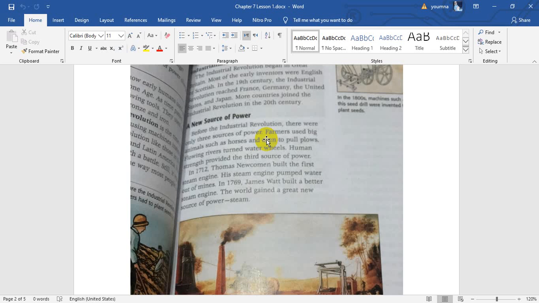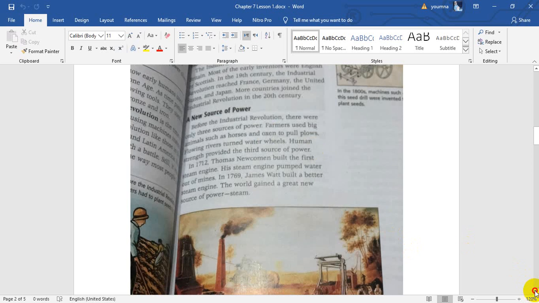In 1769, James Watt came, who built a better steam engine. So the first one was Thomas Newcomen, who built the first steam engine. After that came James Watt. What did he do? He built a better steam engine. And then the world gained a great new source of power. What was it? It was steam.